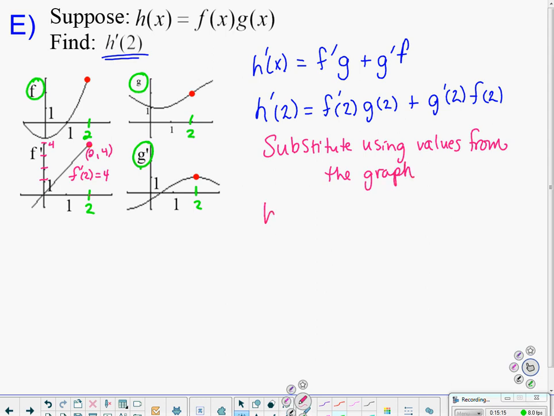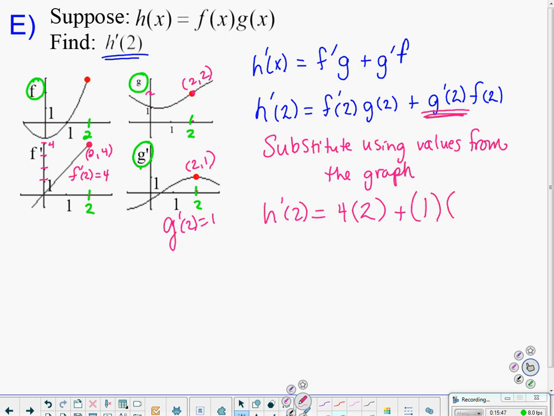All right, so h prime of 2, we discussed how f prime of 2 was 4. I got to go look for g of 2. G of 2 is this dot here that looks like a 2, 2 location. So I put in 2, I get out 2. The next one is all about g prime of 2. So I put in 2, I get out 1. This is a 2, 1 location, which means g prime of 2 turned out to be 1. So I substitute g prime of 2 with a 1. And f of 2, I think you've caught this, 1, 2, 3. It looks like it's a 2, 3 location. So I want that y value of 3.